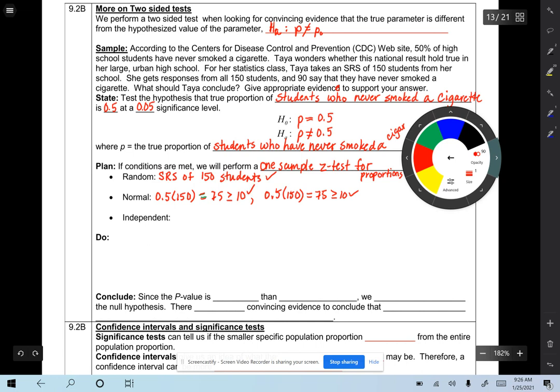Okay, and for the independent condition, there are 150 students sampled. So it's reasonable to assume, since this is a large urban high school, that there are more than 1,500 students at this school.